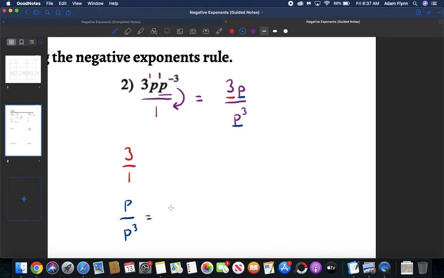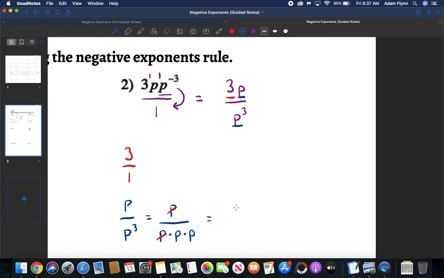So I know I can expand this. So I'll have p over p times p times p. And I know I can cross some stuff out here. Whatever I have up top and down bottom cancel. So I've got 1p that I can eliminate.